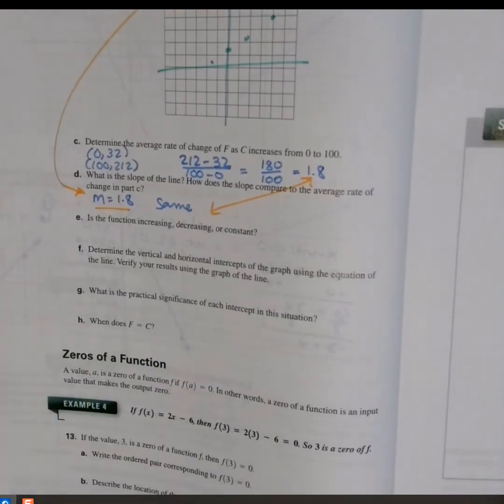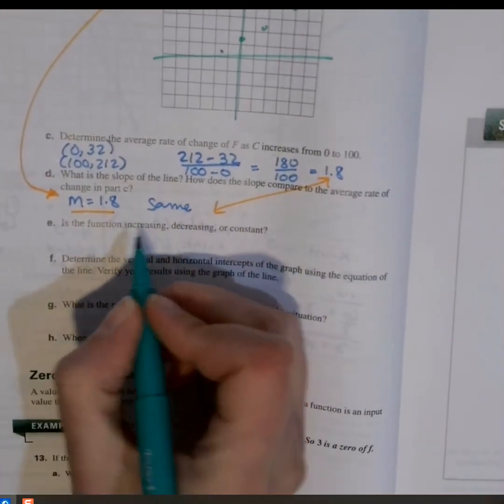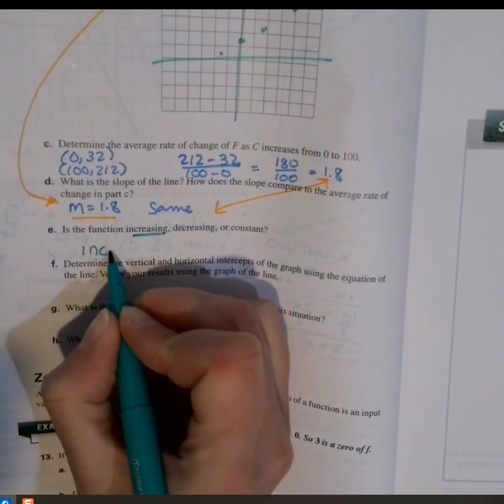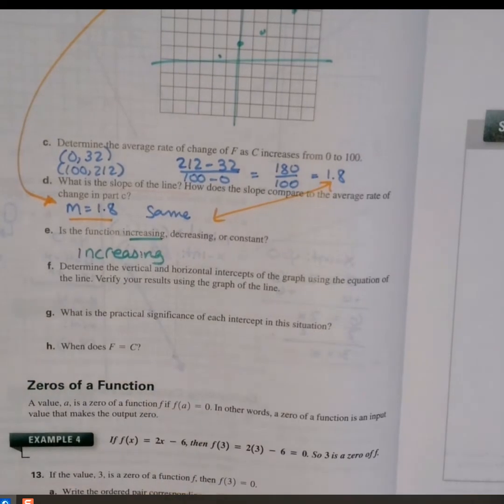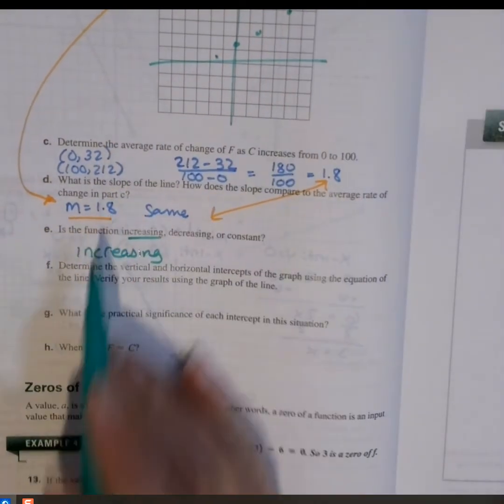Is your function increasing, decreasing, or constant? It is increasing. I can see that both in the graph, because it's going upward, and because the slope is positive. I know it's increasing.